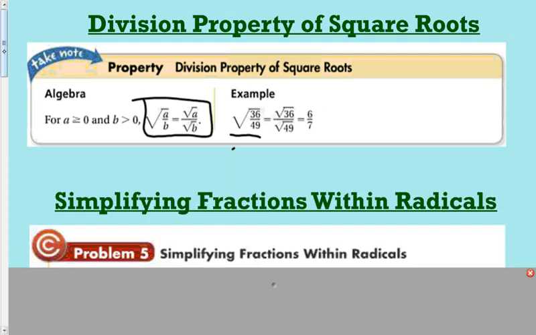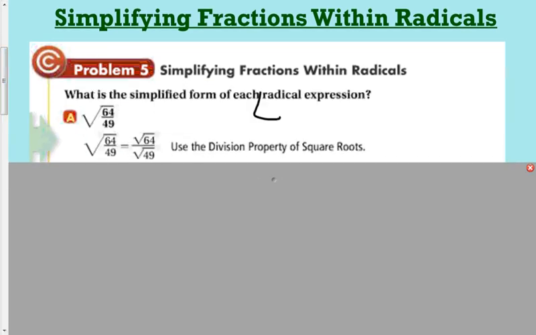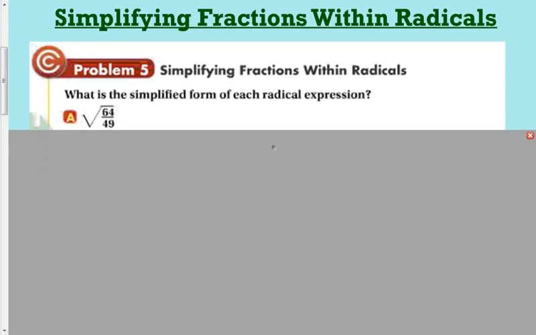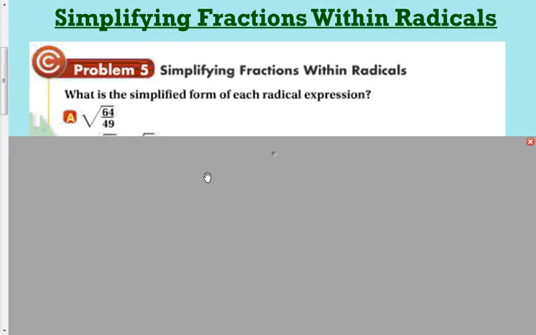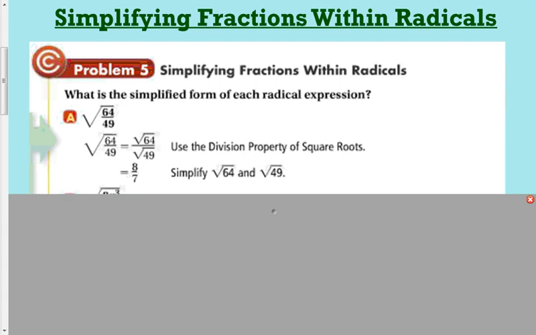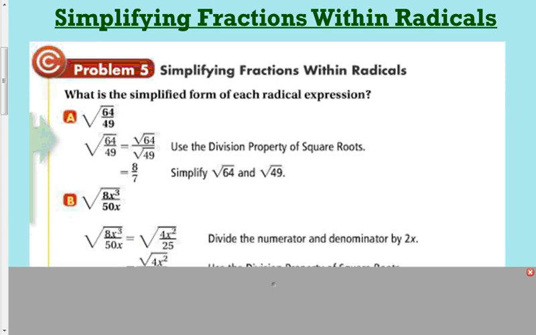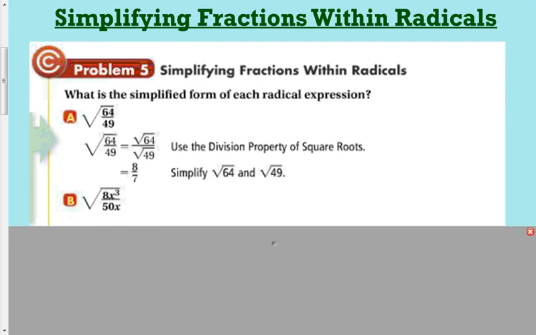Now, when you're simplifying things with radicals, we want to use that property. Okay? So an example, square root of 64 over square root of 49, we have broken down there, and that just becomes 8 over 7. Simplify each of those. Now, if you have the square root of 8x cubed over the square root of 50x, we can also break that down. But if we can simplify anything on the inside first, we want to simplify anything on the inside.